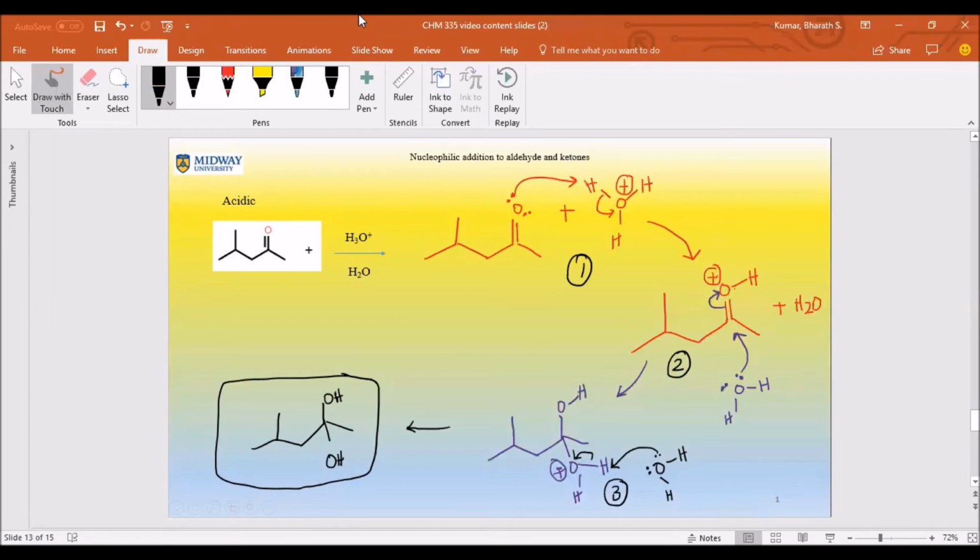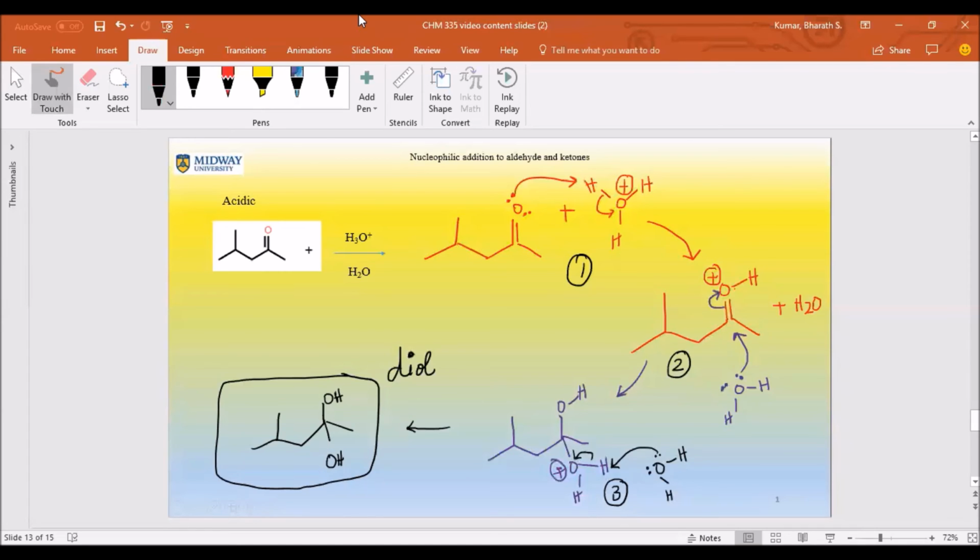So you could do the same with an aldehyde with the acidic medium, and it would produce the same product. So whether it's an aldehyde or ketone in an acid or base, we are going to replace the C double bond O with 2 OH groups, and so this is a diol.